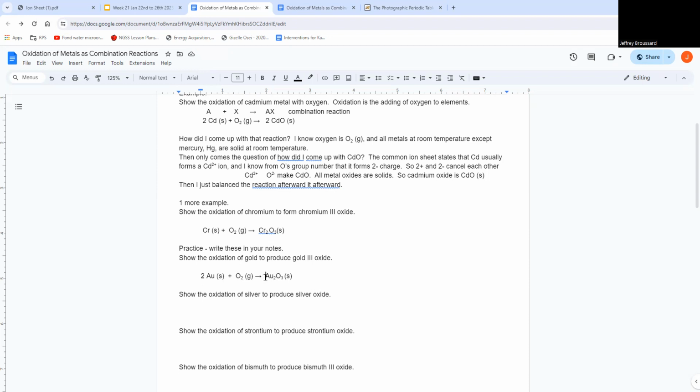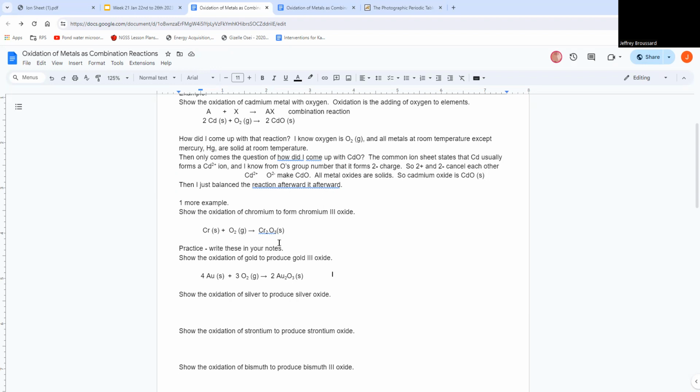So again, least common multiple is 6. I'm going to put a 2 there to get 6 oxygens. 3 oxygens times 2 is 6. And what do I put in front of O2 to get 6? You put a 3. Now, when you do that, you have 2 Au times 2, which is 4. So I'm going to need to increase this 2 to 4. Okay. So I've done all that.